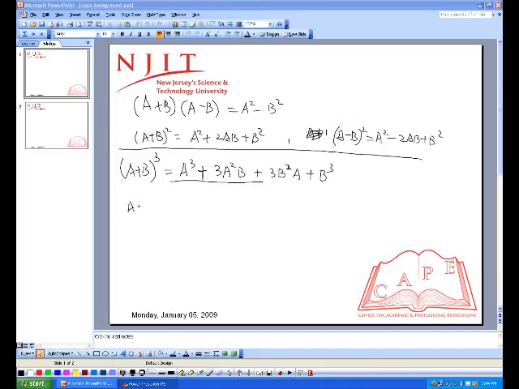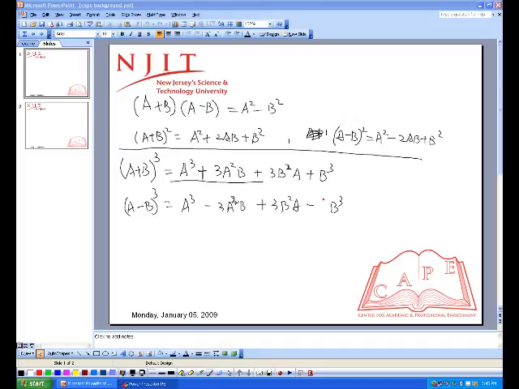So another formula is a minus b cubed, which is equal to... it's still the same thing. The terms are the same, but the signs are different. See, if you have a plus b cubed, everything is positive. But if you have a minus b cubed, you'll have alternating signs. That means the first sign will be positive, the second sign will be negative, the third sign will be positive, and the fourth sign will be negative. Okay? So that's something you should remember.